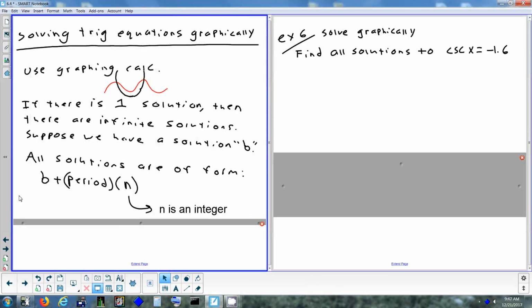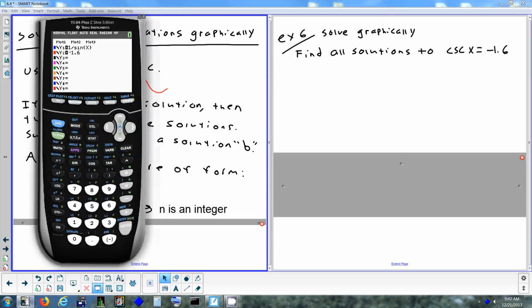It says, find all the solutions in one period. What's the period of cosecant? Yep, 2 pi. So on your window, don't confuse yourself. Focus on one cycle. Don't look at anything more than that. And how many solutions do I get per period here? 2. I get 2. So I'm going to find those 2 solutions, and then I'm going to represent that they keep reoccurring regularly. So second calc, intersect.